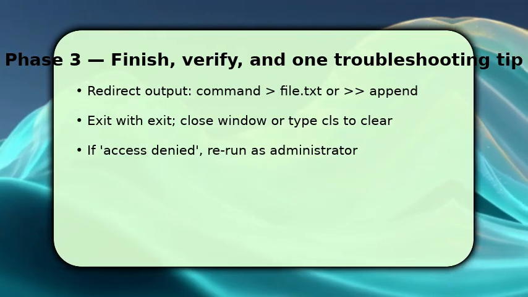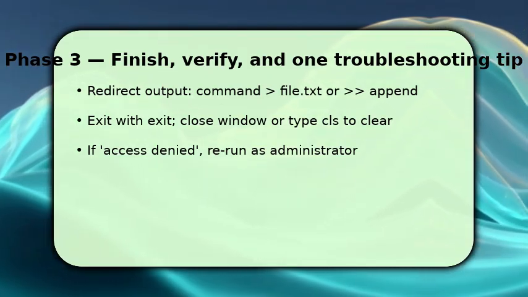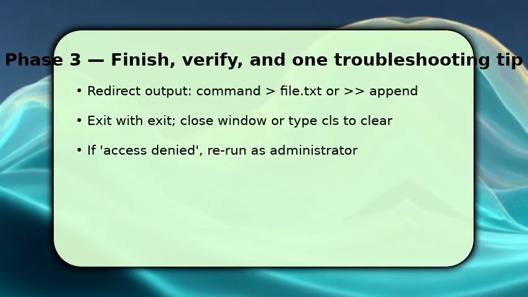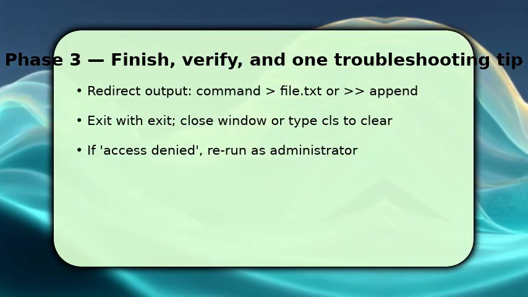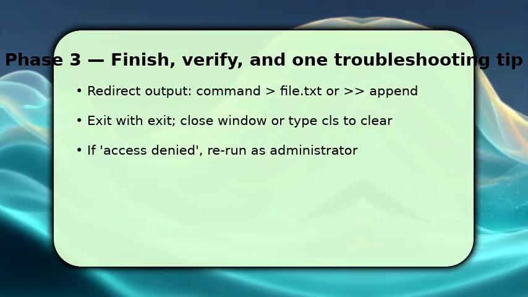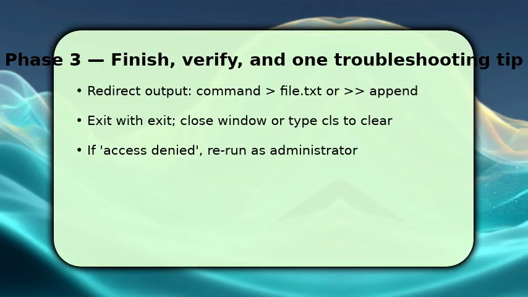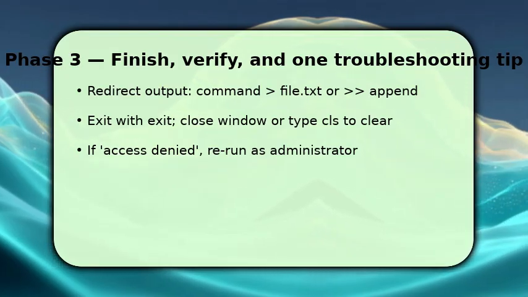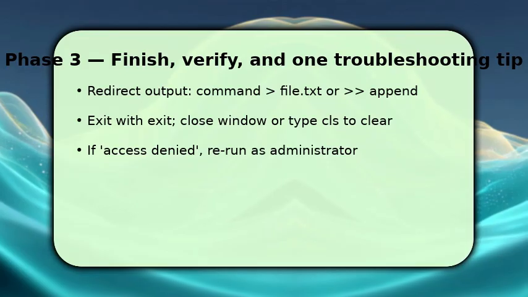If a command returns access is denied, rerun Command Prompt as administrator and repeat the action. That solves most permission issues. If a path isn't found, confirm spelling and use quotes for spaces. Once fixed, retry the command and proceed to complete the task.